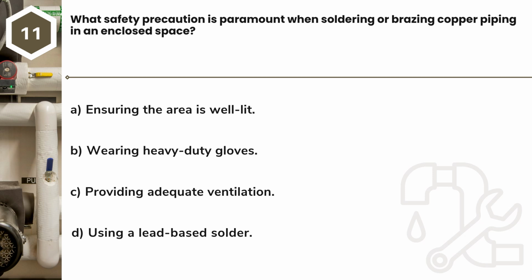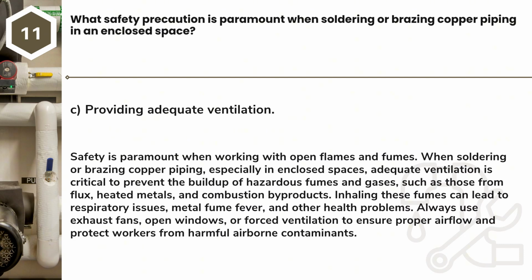Question 11. What safety precaution is paramount when soldering or brazing copper piping in an enclosed space? A. Ensuring the area is well lit. B. Wearing heavy-duty gloves. C. Providing adequate ventilation. D. Using a lead-based solder. Answer: C. Providing adequate ventilation.